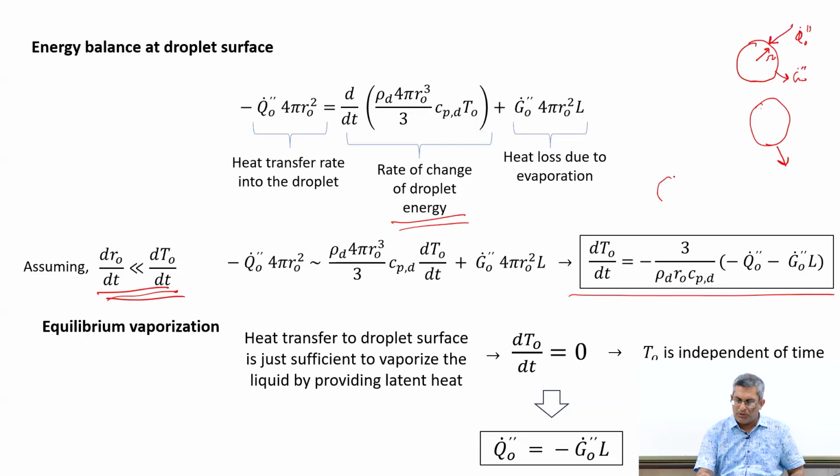Now, let us say I introduce a droplet which is at 25 degrees centigrade, and let us say the surrounding temperature is 200 degrees centigrade.